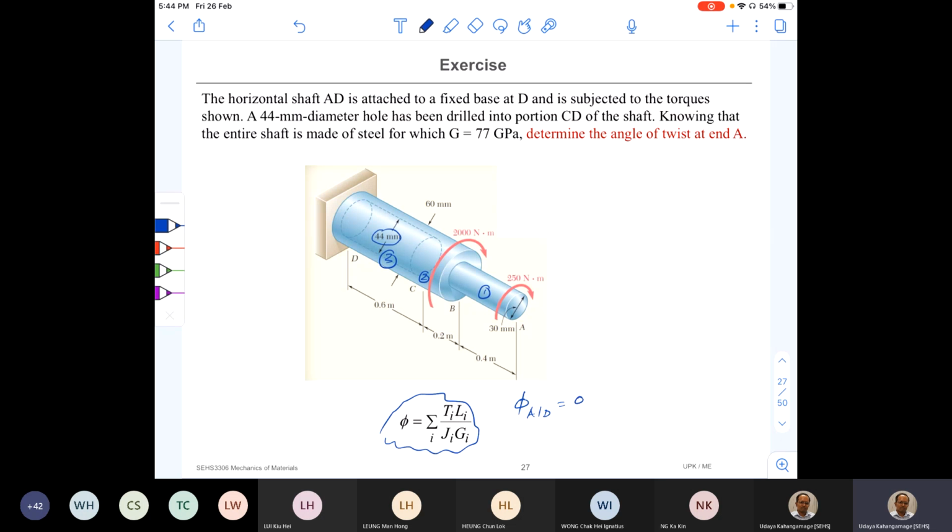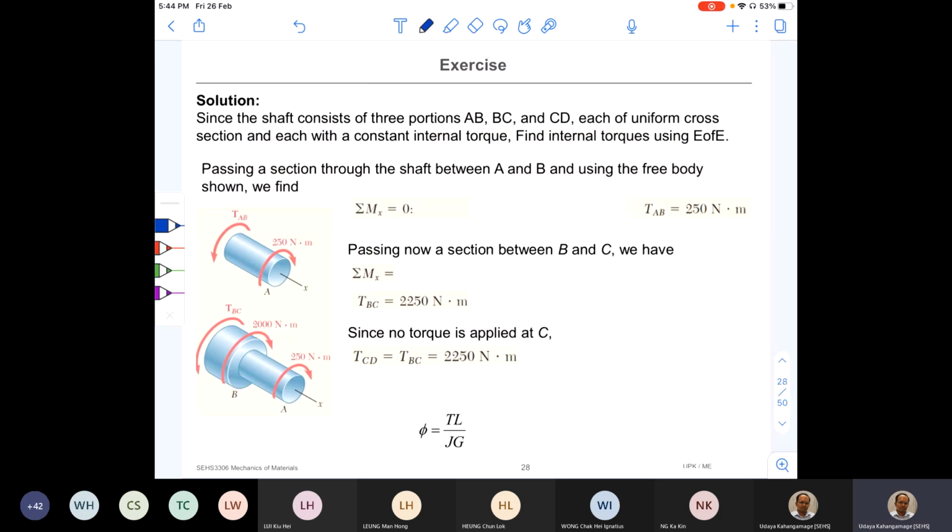So phi AD is equal to phi A with respect to B plus phi B with respect to C plus phi C with respect to D. Right. So now we need to find phi AB, phi BC, and phi CD. We need to know the internal torques from A to B, B to C, and C to D, and also the polar moment of inertia. The partially completed solution is given in the next slide, and let's work it out together to find the internal torques first.